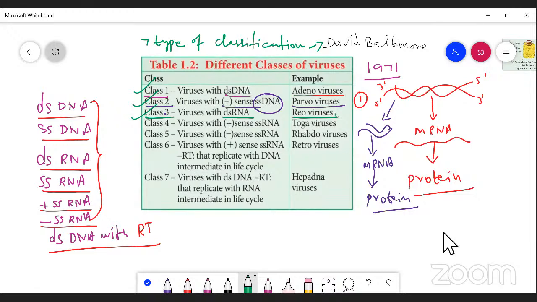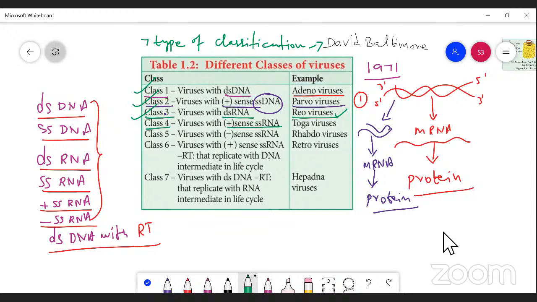That type of virus is also the reovirus. What is the example for this? It is double strand of RNA, the reovirus. Next, class 4: the viruses with a positive sense single strand of RNA.